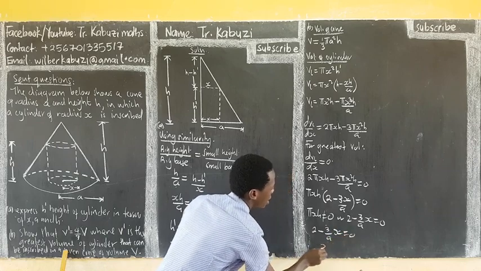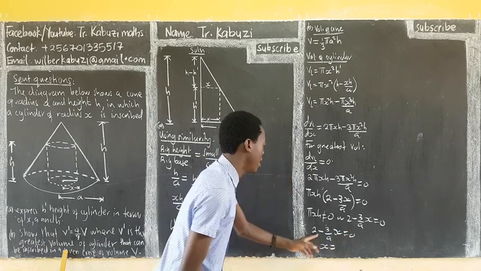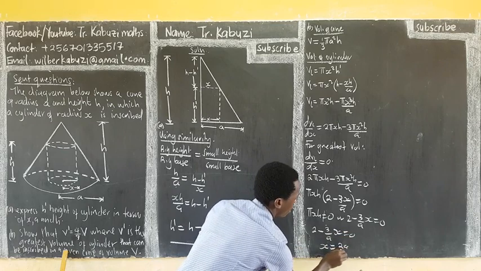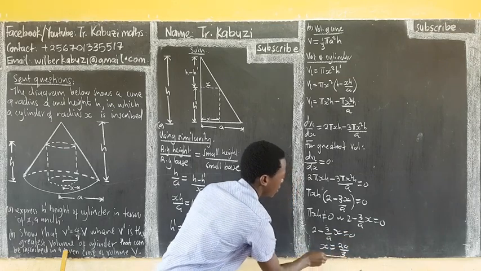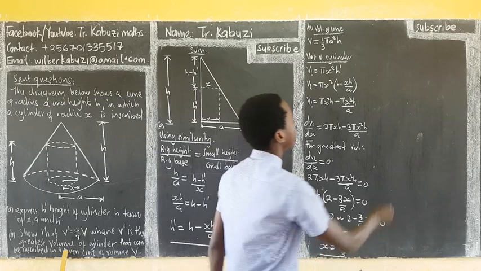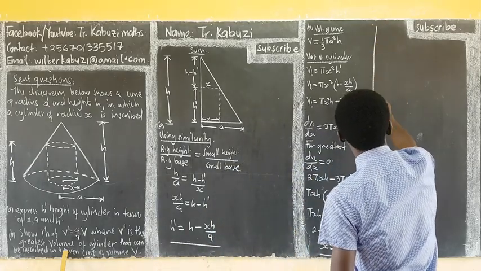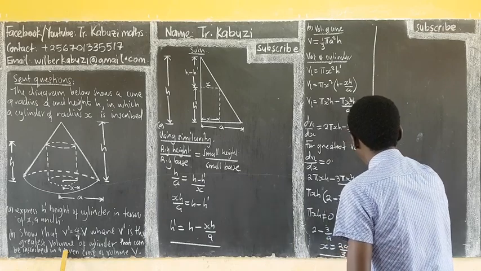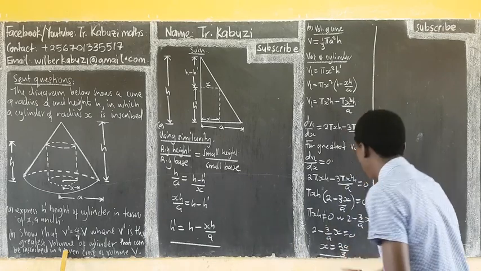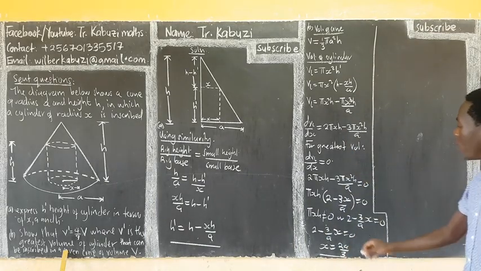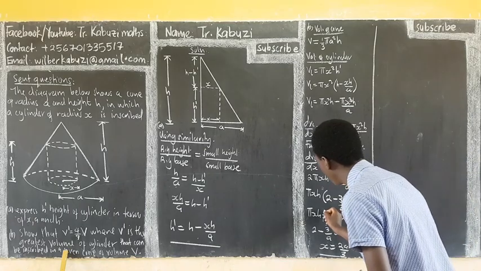So from there, our x is going to be 2a over 3. That is the value of x for the greatest volume. Now, in most cases, we are required to show that this is the value of the radius which is going to give us the greatest volume. How do we do that?